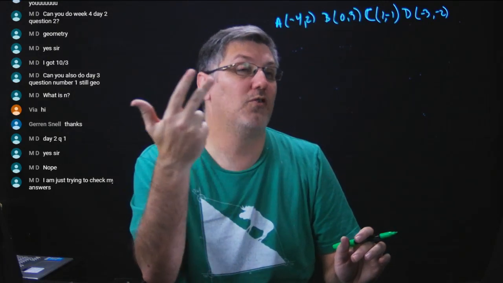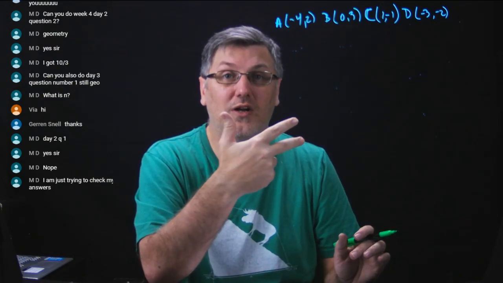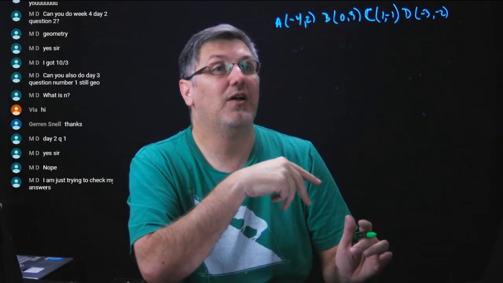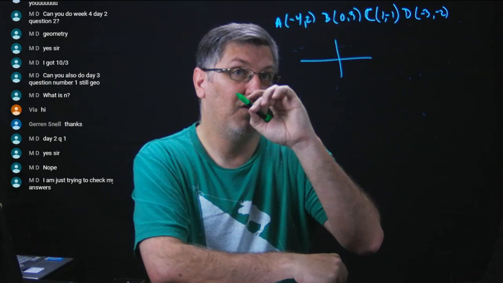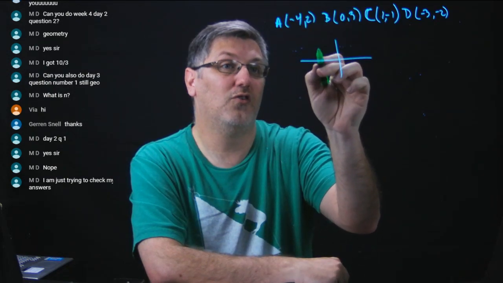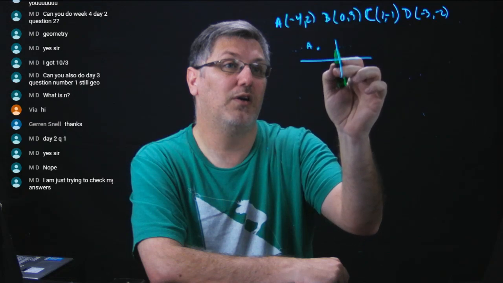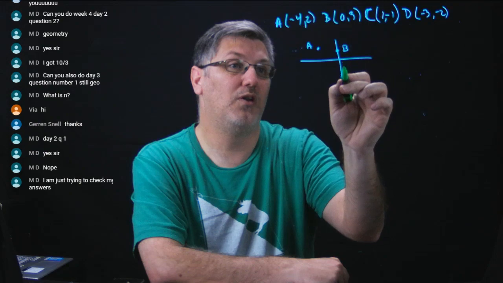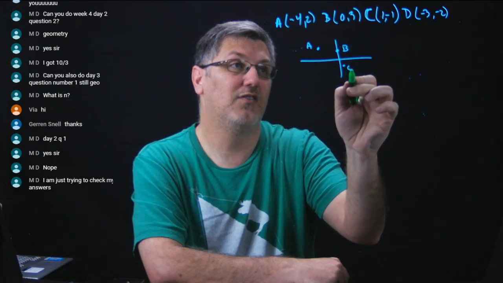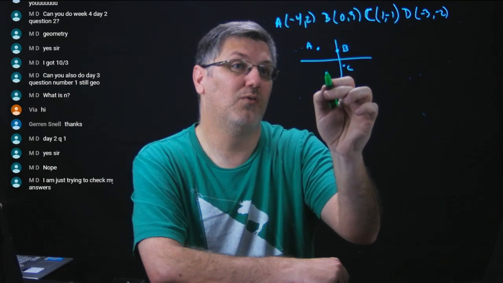First thing I'm going to do is check to see if I can eliminate one of those two, and I want to use the distance formula. So I'm going to sketch this to know my sides. I have -4, 2. This is A. I have 0, 3. This is B. I have 1, -1. This is C. And then I have -3, -2.